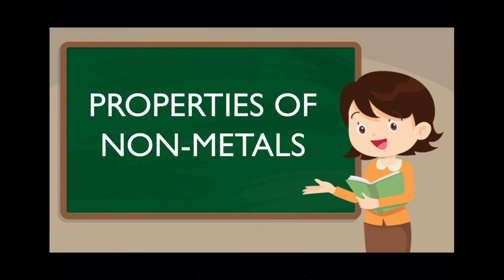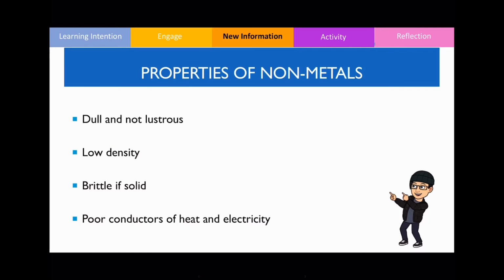The last thing we're going to be looking at is the physical properties of nonmetals, and some of these nonmetals we've already discussed in previous videos last term. We said that nonmetals are dull and not lustrous, so therefore they have a very dull and very boring colorway. Generally, they're going to be gray if they're in the solid form. When they're in the solid form, they generally have a low density, so they're very lightweight. They're also very brittle in the solid state as well.